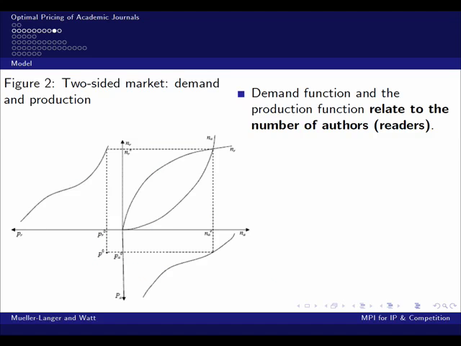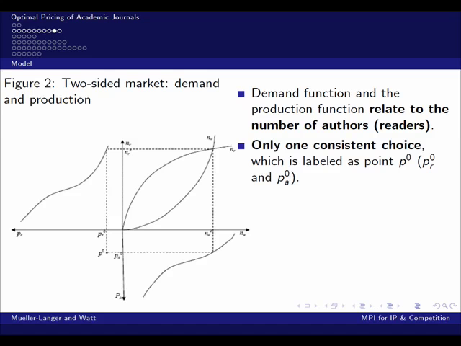So again, this is the reader demand function. This is the reader production function. And what we have here is the author demand side. If the author price increases, then the number of authors decreases. And we have the author production function here, given by this curve. So the demand function and production function relate to the number of authors and readers here. Now, by introducing the author side of the market, we can see that there's only one consistent choice, which is labeled here as P0, given by PR0 and PA0.